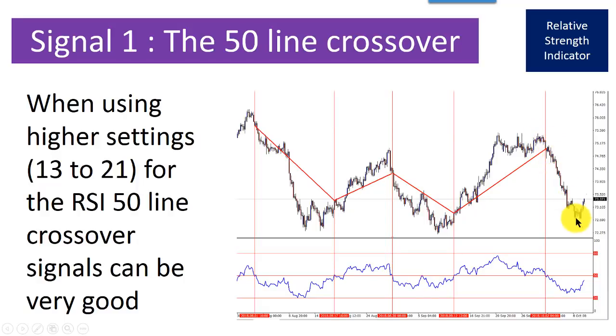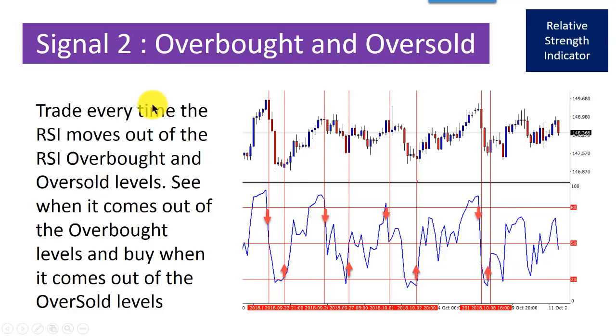And there you caught a really good trend. The first signal and the most simple one is the 50 line crossover signal. Just a tip, you need to use settings that are pretty high for good signals on this particular one. Then signal number 2 is the overbought and oversold signals.